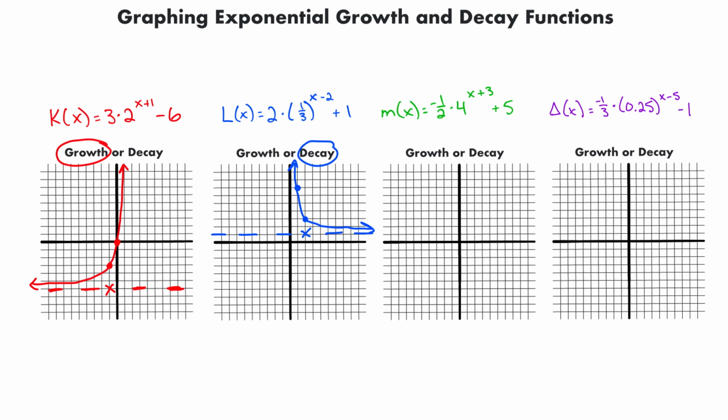The next two I'll go through a little bit quicker because now we've got the general gist of it. The base of the exponential is a 4. It's bigger than 1, therefore it has to be growth. It's x plus 3 for the exponent, so I'm going to go left 3, and then it's plus 5, which means I'm going to go up 1, 2, 3, 4, 5. There's my center. Here is my horizontal asymptote. The first dot, -1/2 times 4 is going to be -2. So from my center, I'm going to go down 2 and draw a dot.